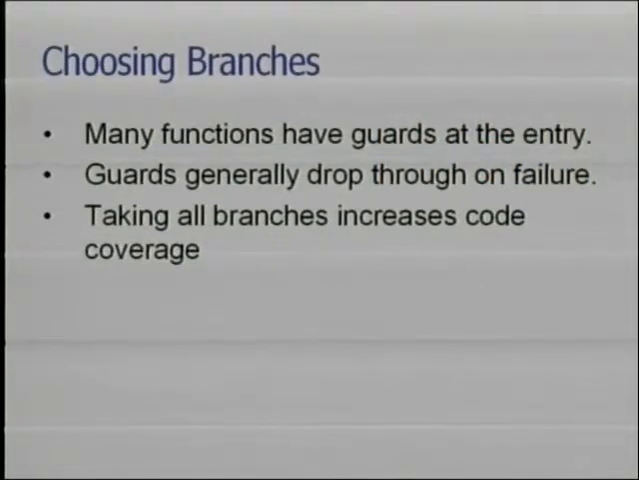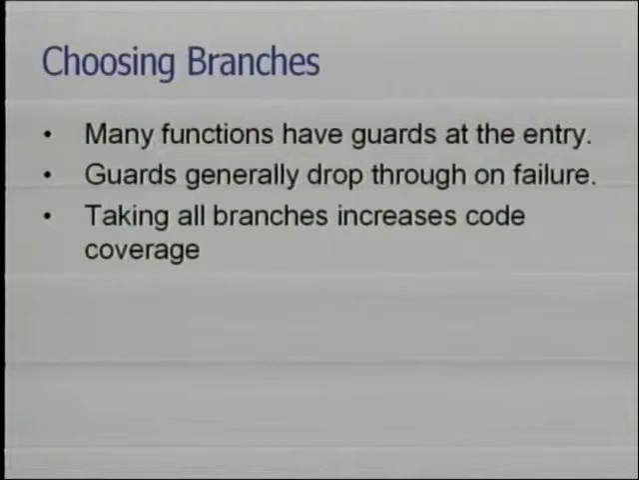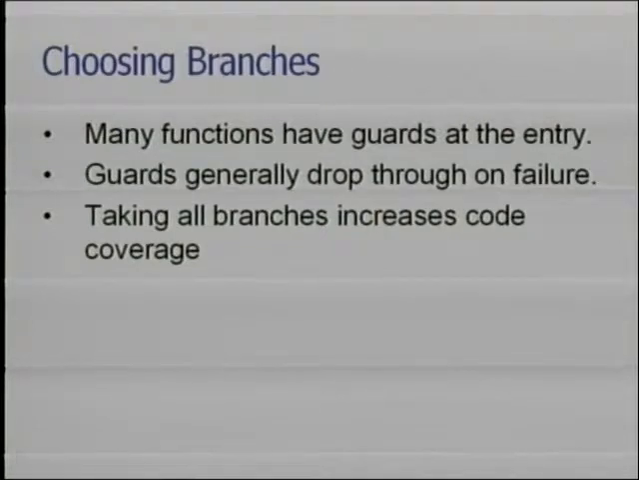So in choosing branches, a lot of functions are going to have guards at the beginning. Like, let's say you're passing in a pointer. It's going to check if it's null right at the beginning, and if it is, it's going to return right away. So usually in the assembly, guards are going to drop through. And if it passes the guard, it's going to jump over the return. So taking all branches is usually going to give you way more coverage than taking none of the branches, because you'll probably hit all guards in return and nothing will happen.